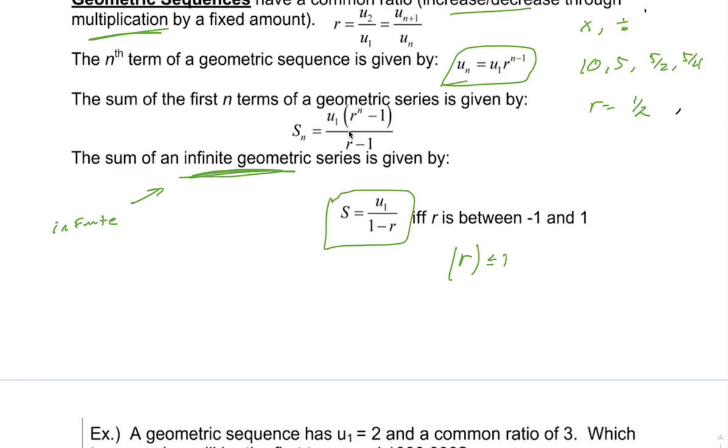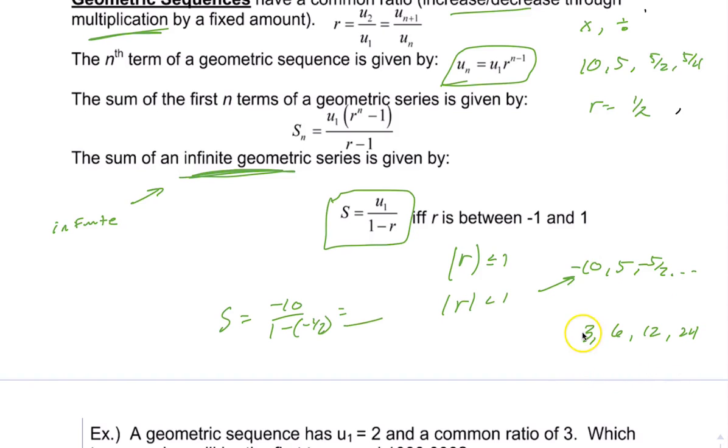So if I give you 2 sequences, one was the one I gave you over there, and then one was this. That one you could use it on because r is less than 1. This is 5 over 10, 1/2. Even if it switches signs, still good. The absolute value of r is less than 1. I could find that. I just do the formula, negative 10 over 1 minus my r, which is negative 1/2, and plug it in.